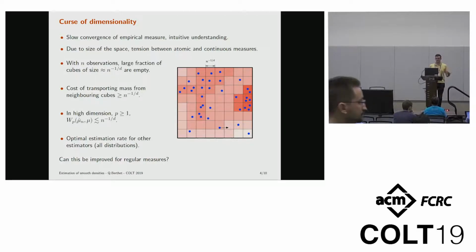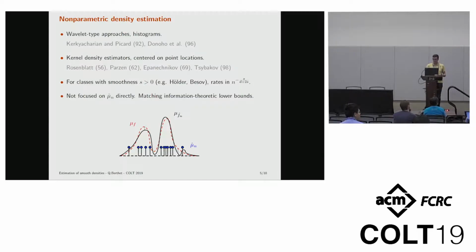This is why we have a very slow convergence for the empirical distribution, of order n to the minus 1 over d in high dimension. So the question is, can this be improved for regular measures, and in particular measures with some density that's smooth?